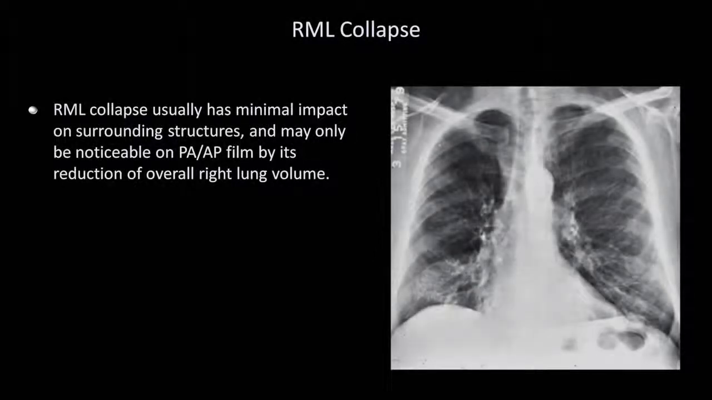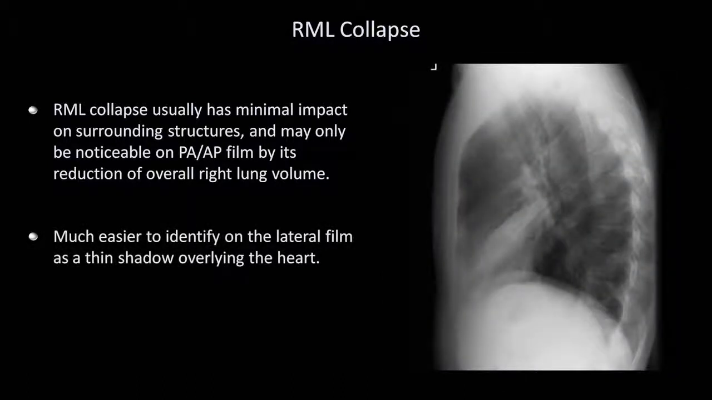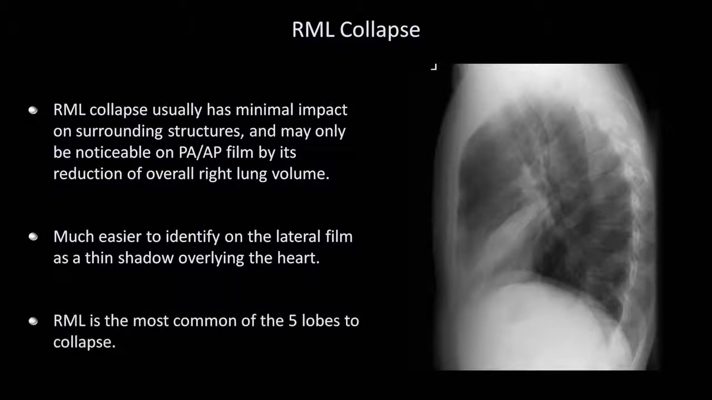Right middle lobe collapse usually has minimal impact on surrounding structures and may only be noticeable on a PA or AP film by its reduction of overall right lung volume. It's much easier to identify on the lateral film as a thin shadow overlying the heart. The right middle lobe is the most common of the 5 lobes to collapse.